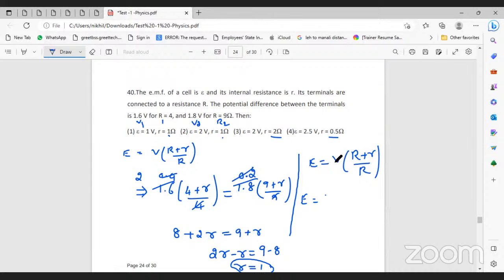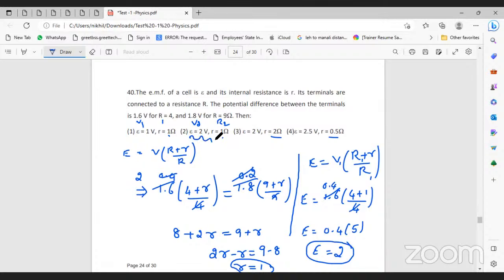Any one thing you can substitute. Either you can go for V1 or V2. If you are substituting for V1, then you have to take R1. So 1.6 into (4 plus R value is 1) divided by 4. So 4 ones are 4, fours are... So 0.4. So 0.4 into 4 plus 1 will be 5. So E will be equal to 5 into 0.4 will be 2. 5 fours are 20. So EMF will be 2 volt.